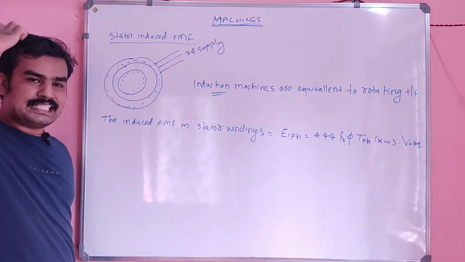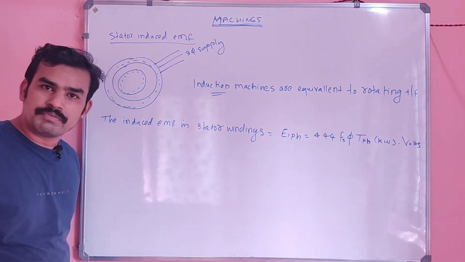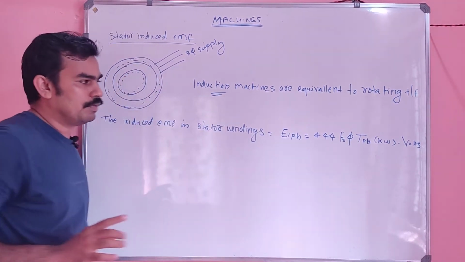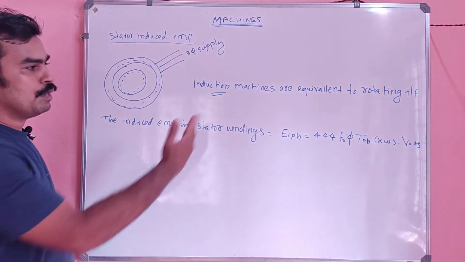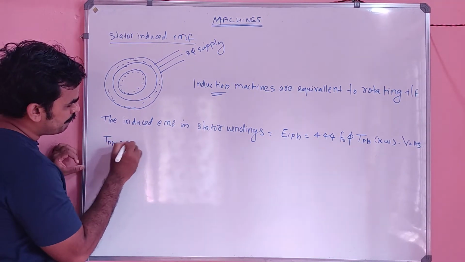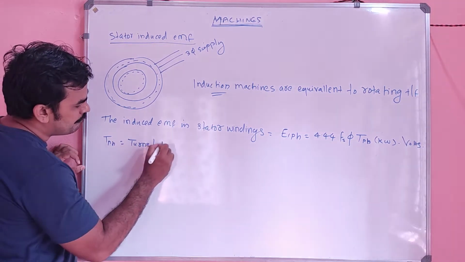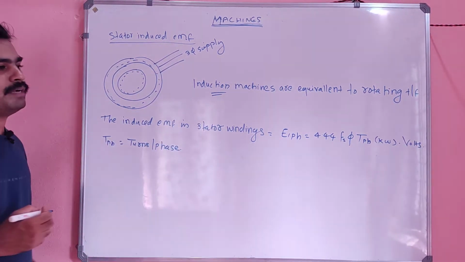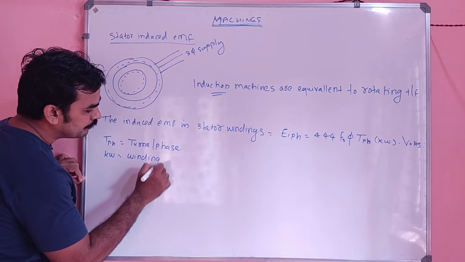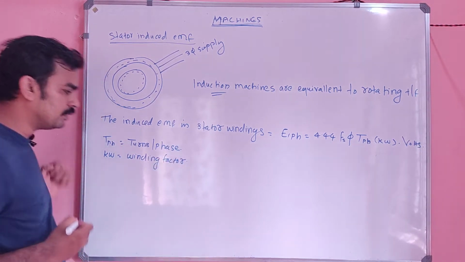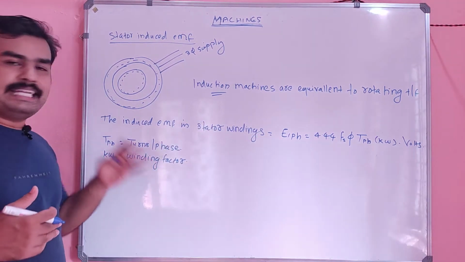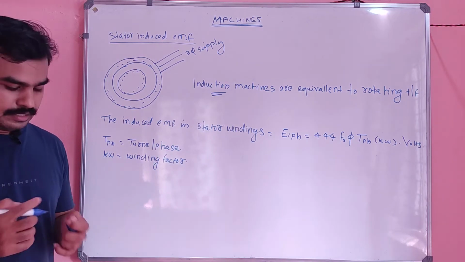So the induced EMF in the stator winding is the same as the induced EMF in the primary side of a transformer, that is E1 phase, which will be equal to 4.44 into Fs into phi into T phase into Kw. Fs is the supply frequency, phi is the flux induced, T phase is the turns per phase, and Kw is the winding factor. Apart from the transformer, here in the induction machine we are introducing a winding factor.